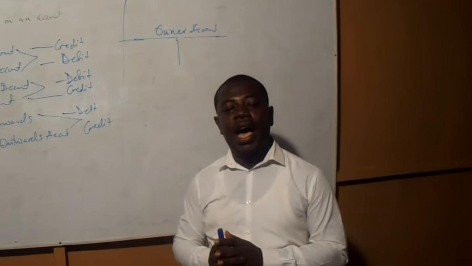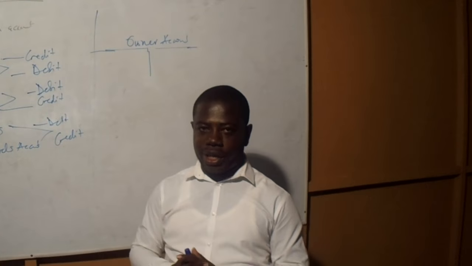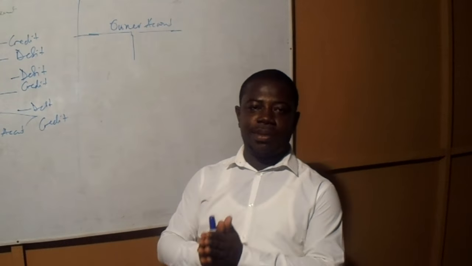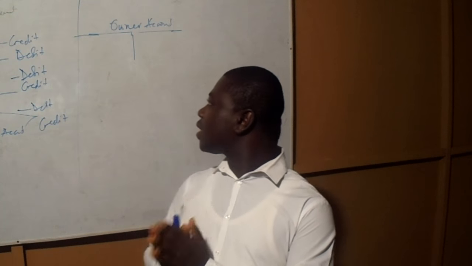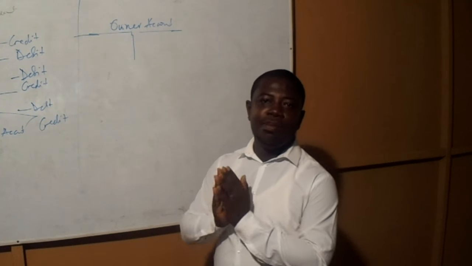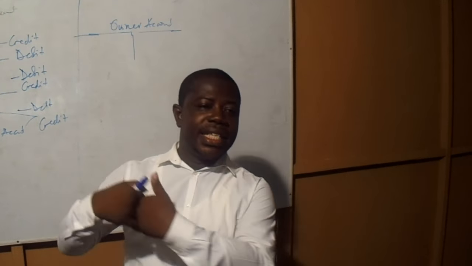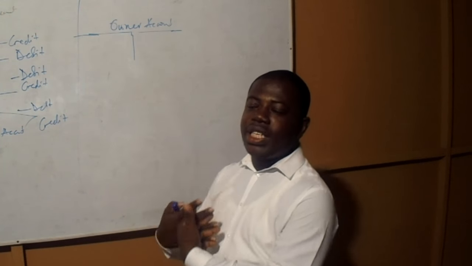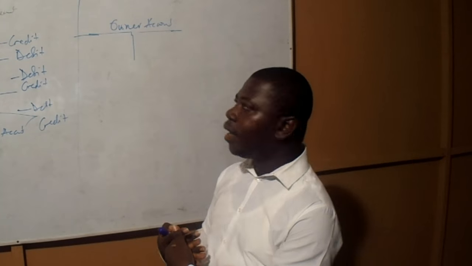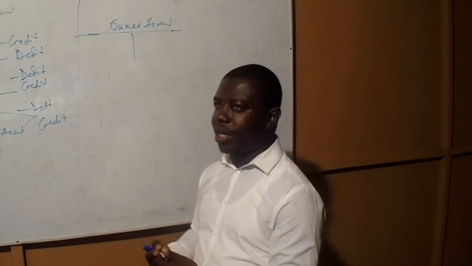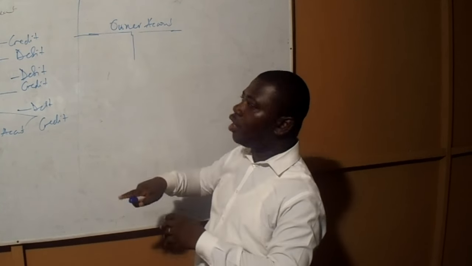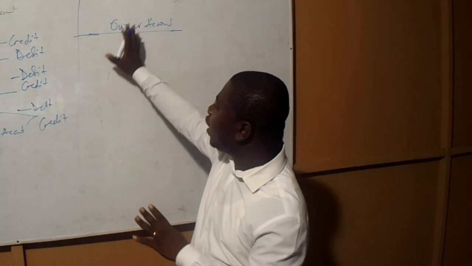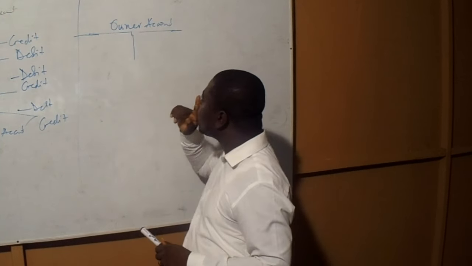Now, the owner, I told you, is a special type of creditor to the business, because the business entity concept teaches us that the business is a separate person from the owner, and it means that the owner is seen as an outsider. Whatever resources he has invested into the business, we see that the business is indebted to the owner. So the owner is a special type of creditor, and the owner is a person. So the owner's account is a personal account. You agree with me that the owner's account will be a personal account.